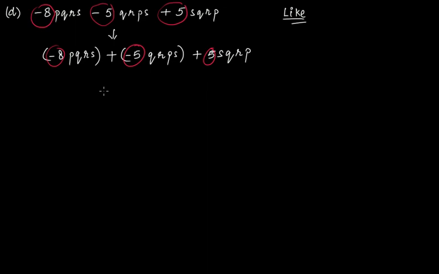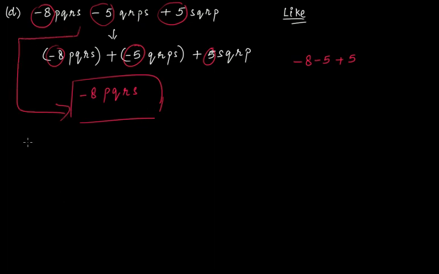And if you want to write it like this, pqrs, and add this. So minus 8, minus 5, and plus 5. You'll get minus 8 pqrs. You can simplify this one as this algebraic expression, right? So this is the importance of like and unlike terms. You can add up like terms, and you cannot add up unlike terms.